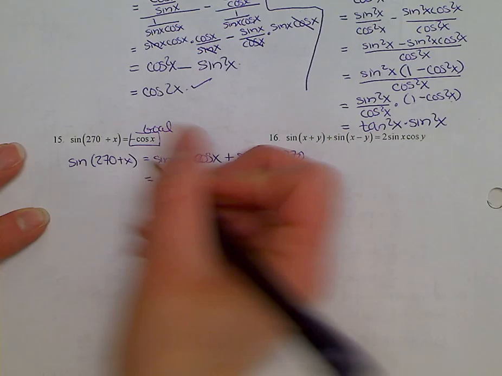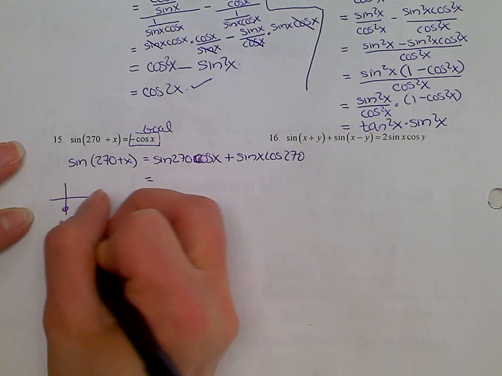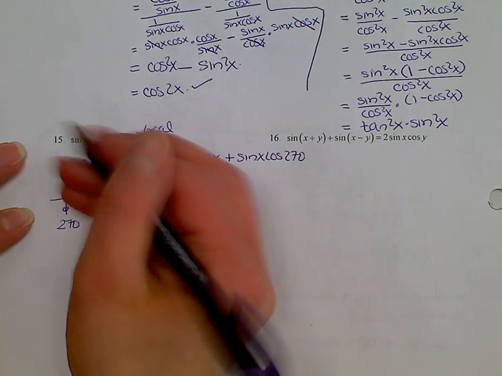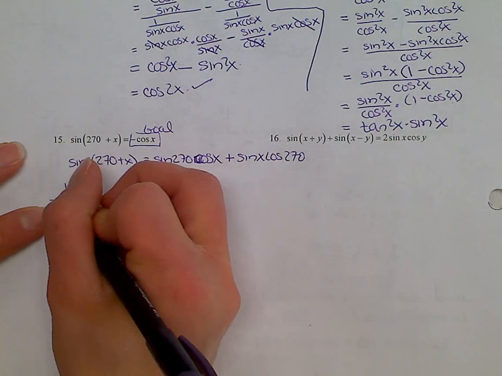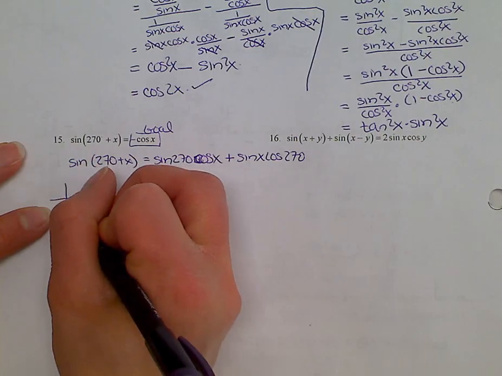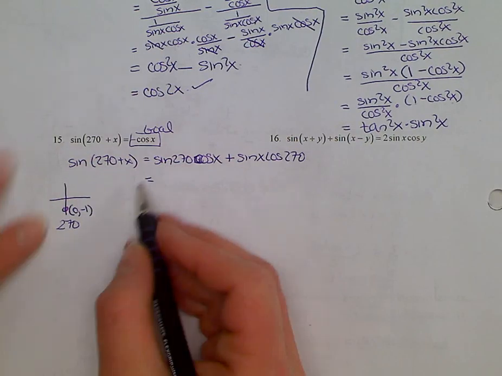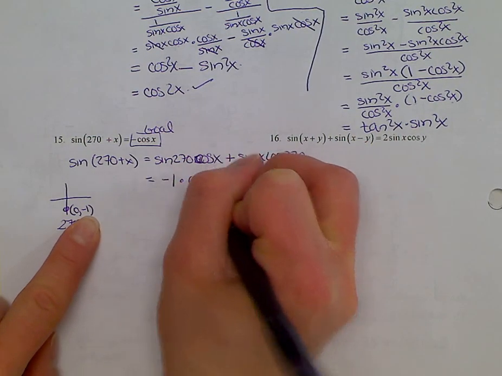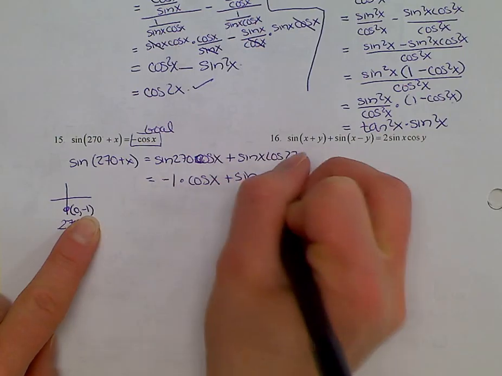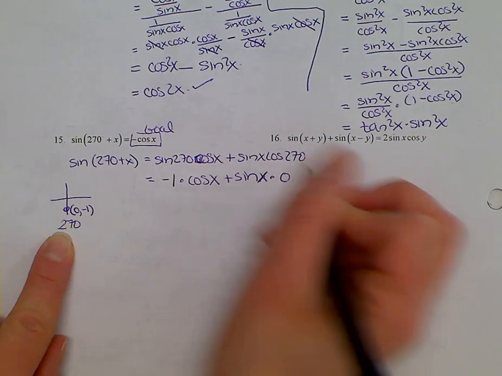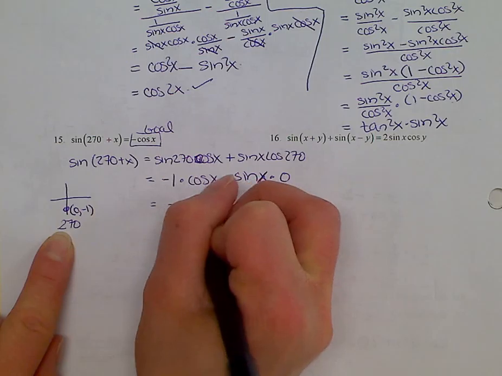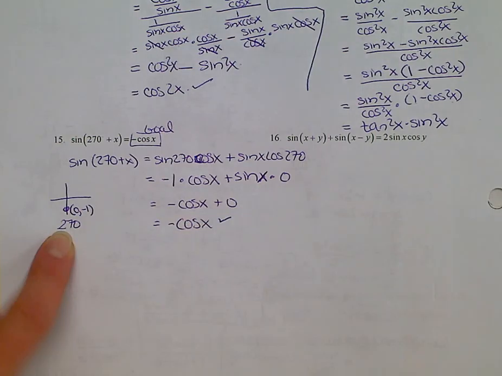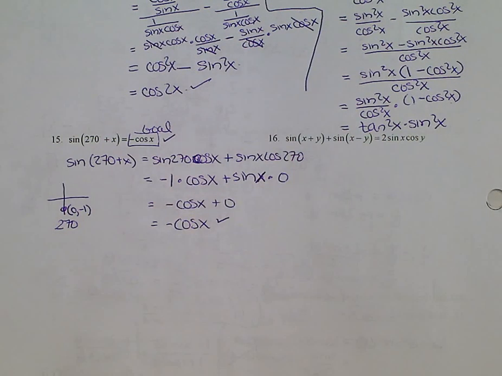So 270 degrees we have a value for. 270 degrees is the quadrantal angle between quadrant 3 and 4. And the point that we use here within our unit circle is (0, -1). So the sine is -1. The cosine of 270 is 0. So now I get negative cosine of x plus 0. So that just simplifies to negative cosine of x. That checks out with our goal.